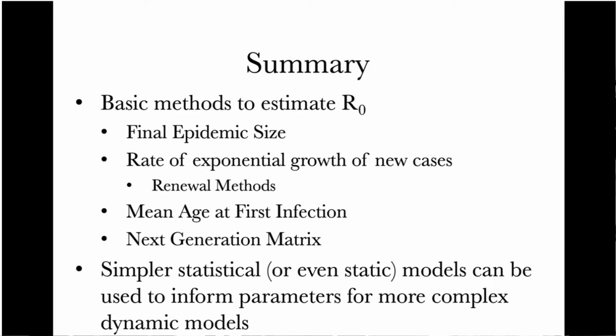So you can gather information, even during an epidemic, to try and update your past R naught estimates. I think you're asking two questions. One is, are the parameters going to be identifiable? And the answer to that normally is no.